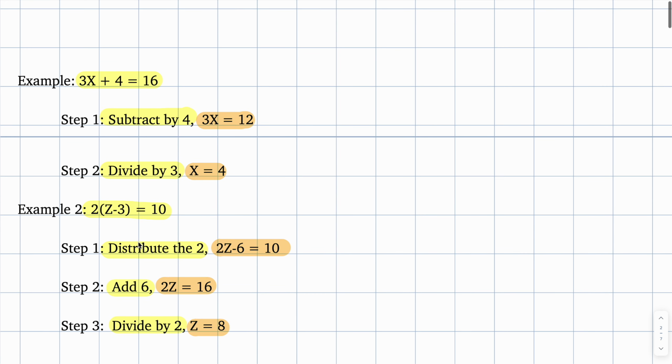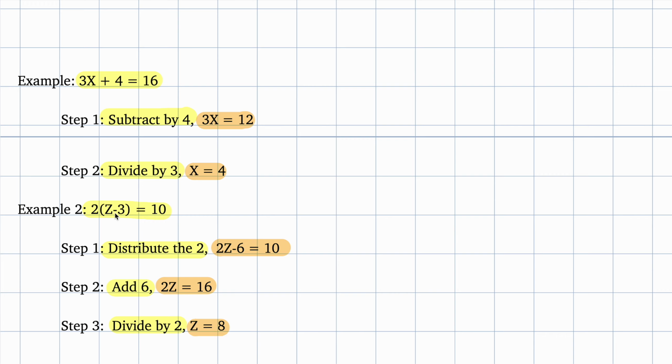What about this one right here? 2 times (z - 3) is equal to 10. First step is to get rid of the 2, or distribute the 2. So it would be 2z - 6 = 10. Then we add 6 to both sides, and that would be 2z = 16. Then we divide by 2, which gives us z = 8.